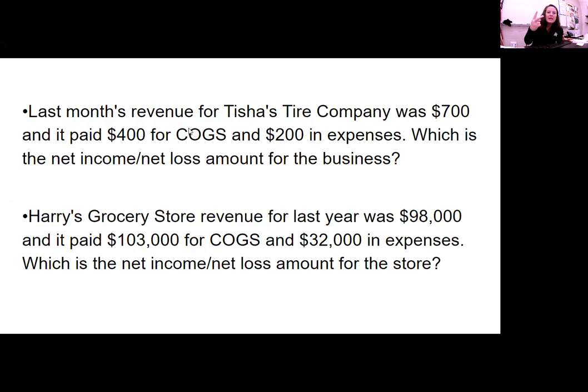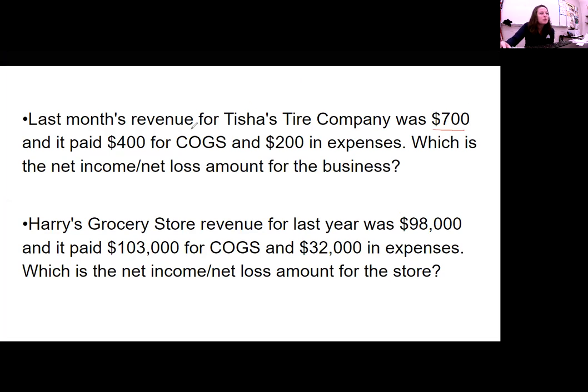Remember, we covered a balance sheet and an income statement. So both of these are related to your income statement. Last month's revenue for Tisha's Tire Company was $700. That's her sales. And she paid $400 for cost of the goods that she's selling and then $200 in expenses. So all we do is subtract 700 minus 400 minus 200. And that gives you $100 left over, which is not a lot, but it's something. So Tisha would have a net income because she has money left over at the end of last month.